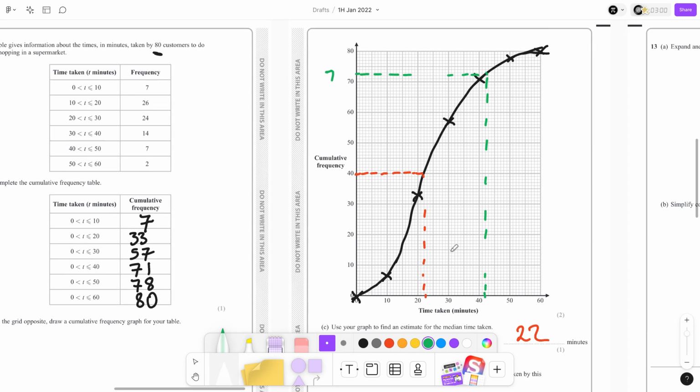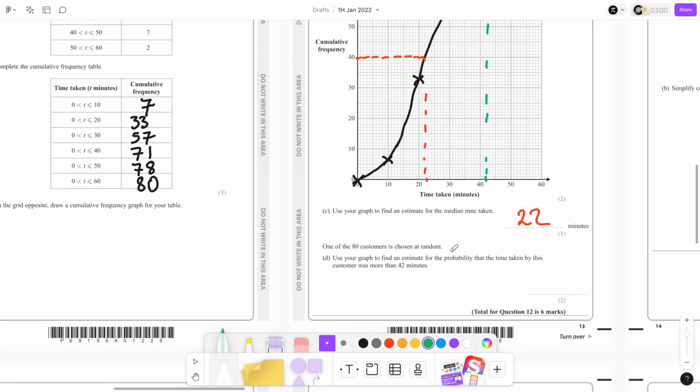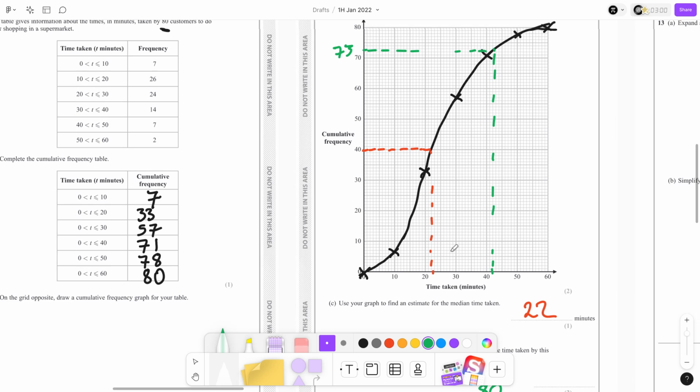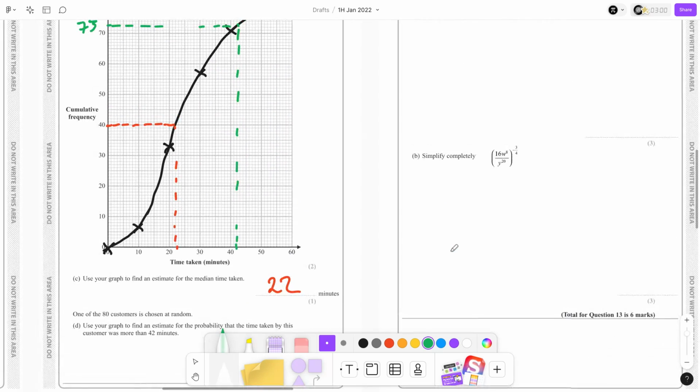73, but it's more than, so there's 7 people there, so it's 7 people out of the 80. Now if you've got 8 out of 80, that's fine. 7 out of 80, whatever your graph shows. So as long as you clearly show what you've done on your graph, you get the mark for that.